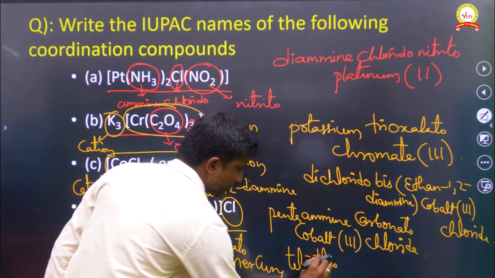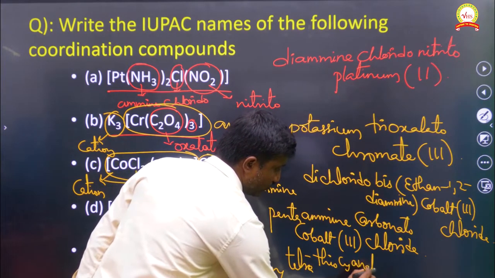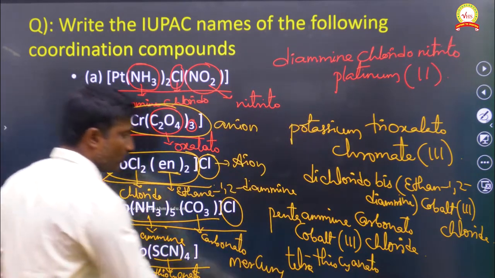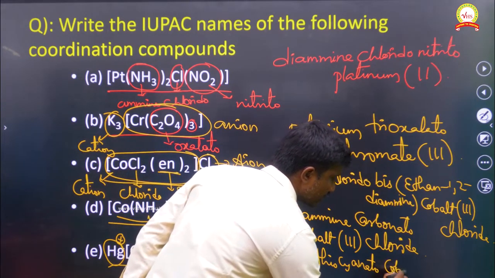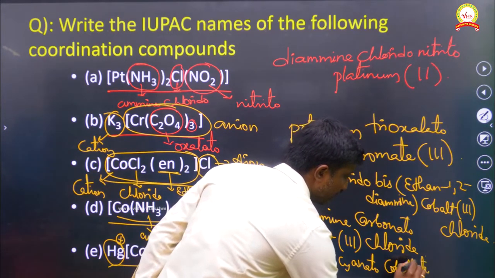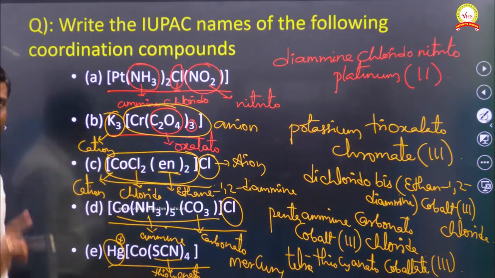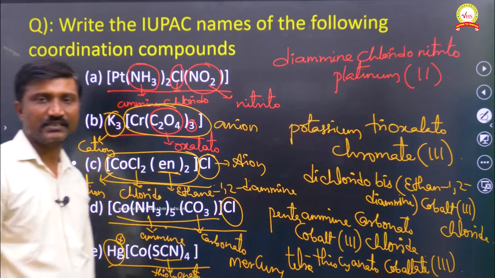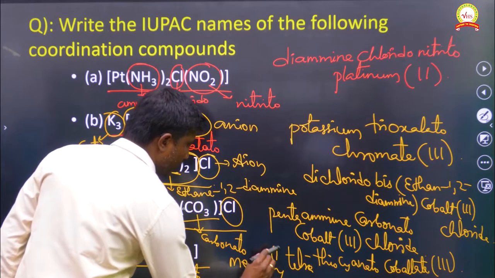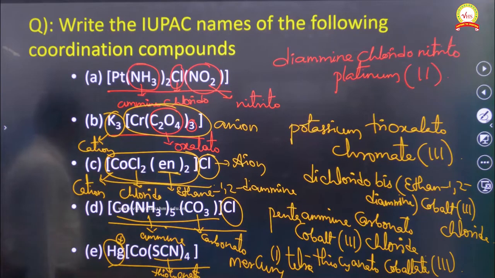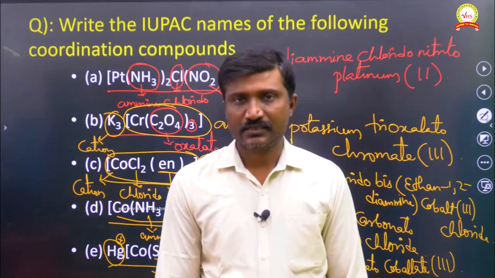So tetrathiocyanate. And next, cobalt is there but present in the negative sphere, so cobaltate. Cobaltate, oxidation state is 3. To give the 3 oxidation state, mercury is present in +1 state. That's why we have to mention here mercury 1. Mercury 1 tetrathiocyanate cobaltate 3 complex compound.